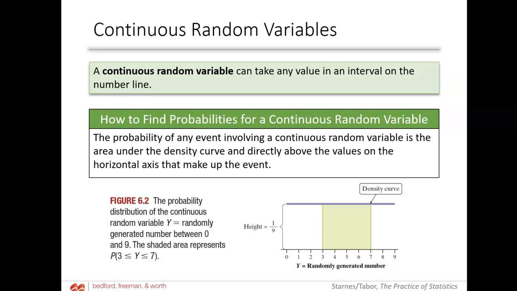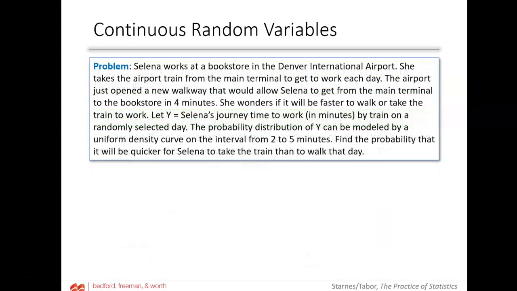It's a rectangle, right? I don't really know the context of this problem, but your y values here represent the randomly generated number, and it goes from 3 to 7, and then you have a height here of 1/9. So to find the area under this curve, you would just multiply. That's a distance of 4. You can count, right? That's 4 times 1/9, and that would be the area, meaning that's the probability that your y value is between 3 and 7 inclusive. So 4/9. Again, I have no context, so I don't really know what that problem was about.